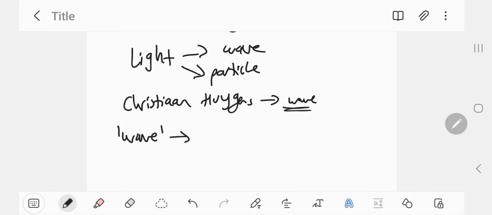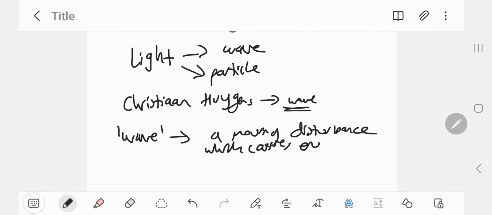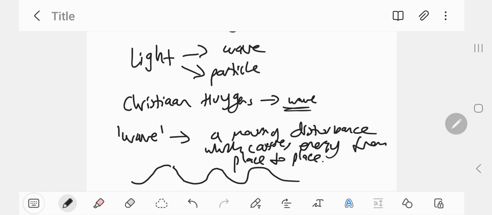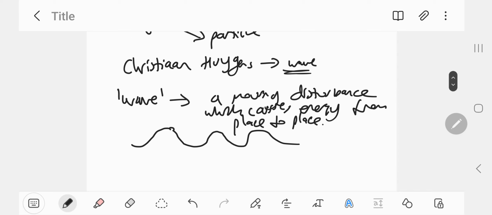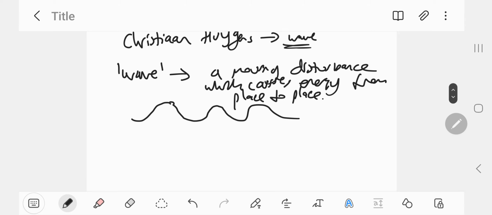So the term wave, the best way I can define it, is basically a moving disturbance which carries energy from place to place. The easiest wave to visualize is a water wave at the beach, which carries energy. That's why surfers can surf, because the waves carry energy. They move up and down, sometimes in chaotic ways, sometimes in regular movements, in periodic ways, as it's also called in physics.